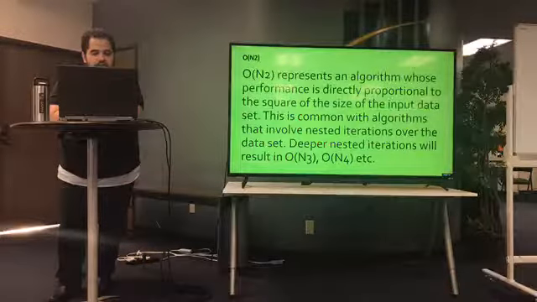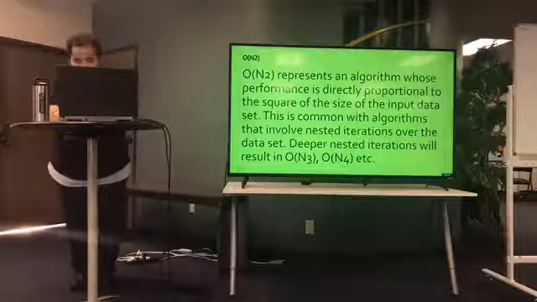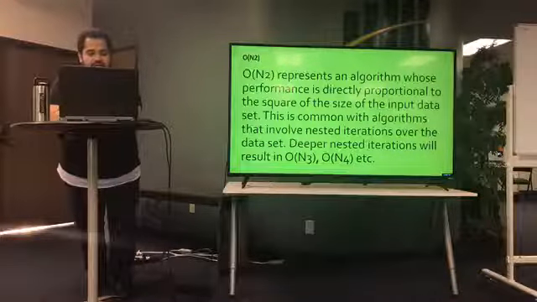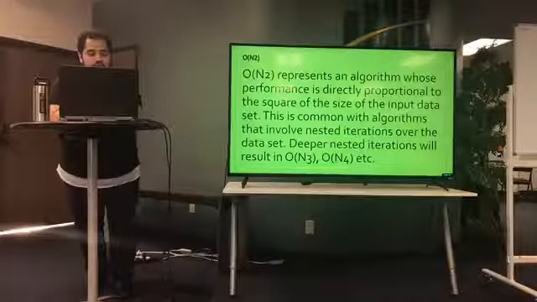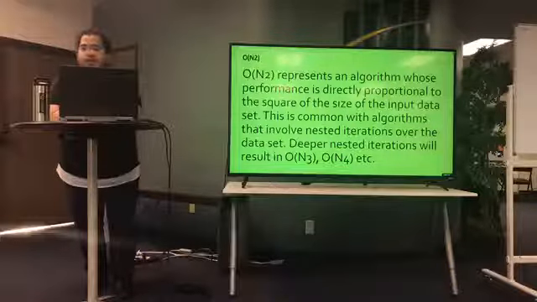So O(n squared) represents an algorithm whose performance is directly proportional to the squared size of the input data set. And we have a big example for that one. This is common with algorithms that involve nested iterations over the data set. Deeper nested iterations will result in O(n cubed), O(n to the 4th power), and so on. I don't think that's going to make any sense without the example.